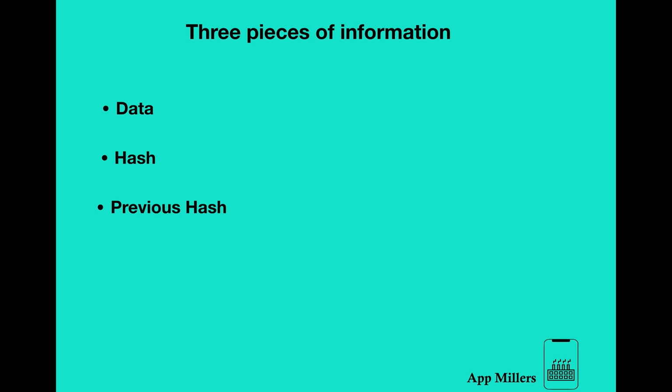The previous hash is the hash of the previous block. By storing this information, you can see how each block is linked in the blockchain. That is what makes blockchain so secure.